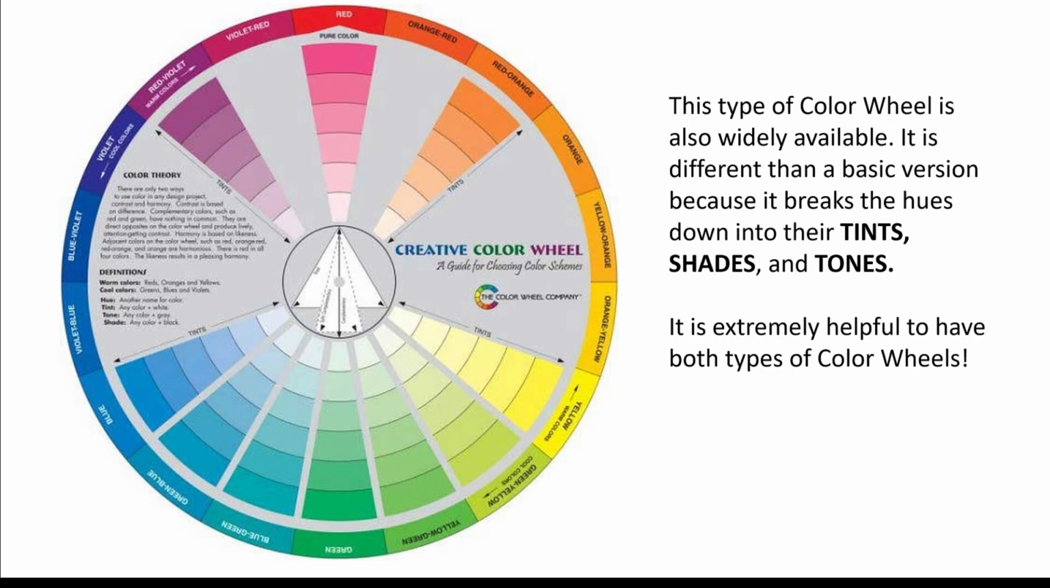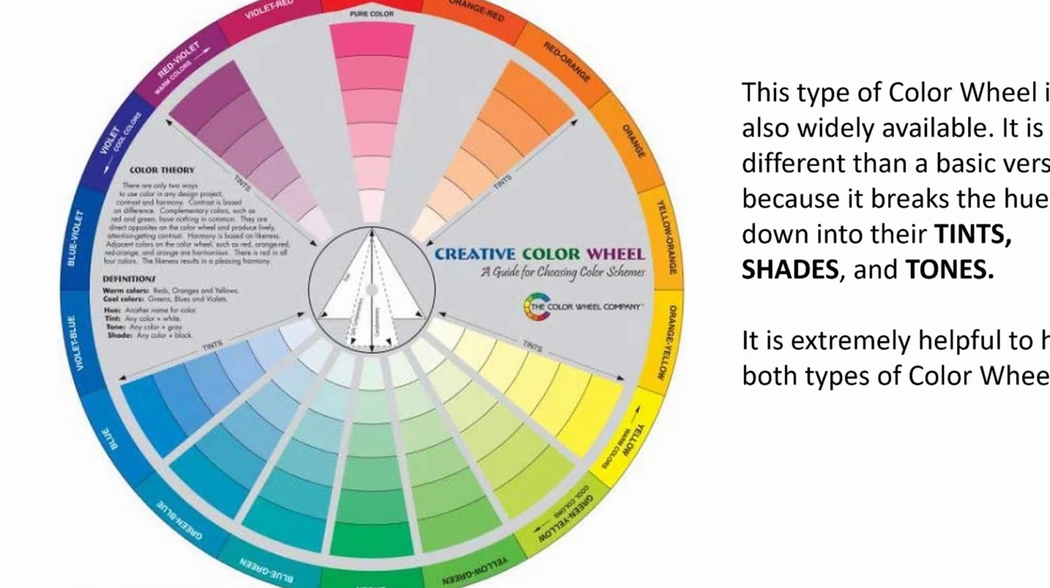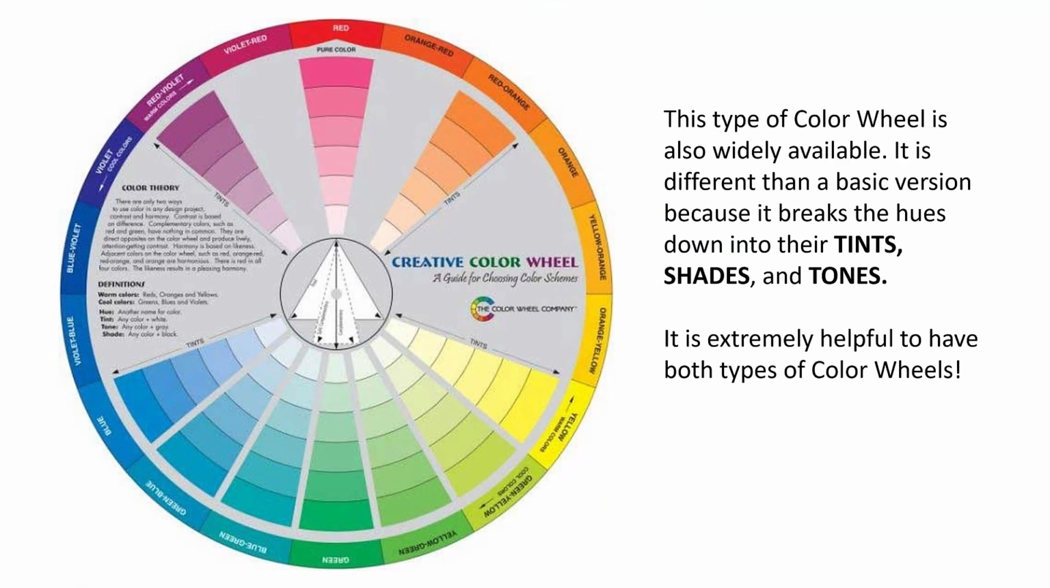Now, if you look on the left-hand side of this color wheel, it says definitions. And you may not be able to read them, but you can in real life. And it actually has down there: hue, another name for color. Tints, any color plus white. Tone, any color plus gray. Shade, any color plus black. So you don't have to totally remember it. You just have to understand what it's talking about.